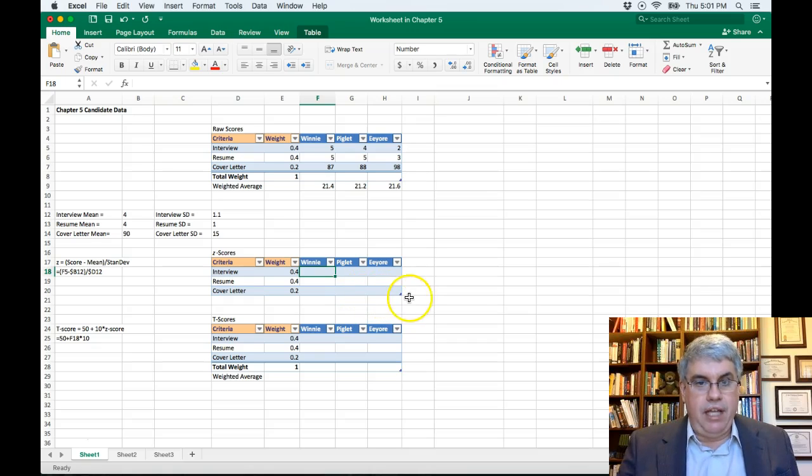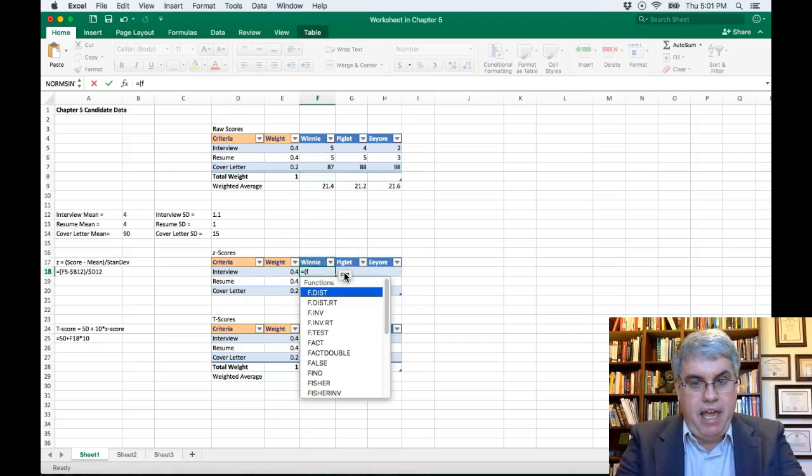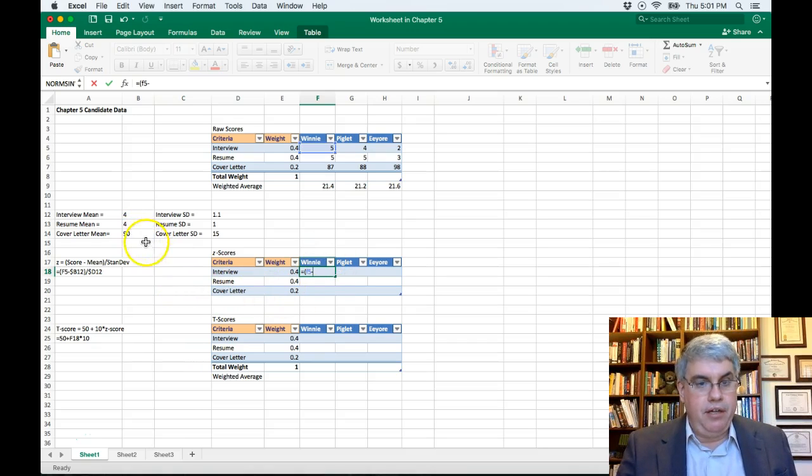So let's calculate the z-score for Winnie. I'll click in there, start an Excel formula, equals, and then I want to do the score minus the mean, so I'll do open parentheses. Winnie's score is F5, so I'll type F5 minus, now I want to subtract the interview mean, which was B12, but what should I do for the dollar signs?